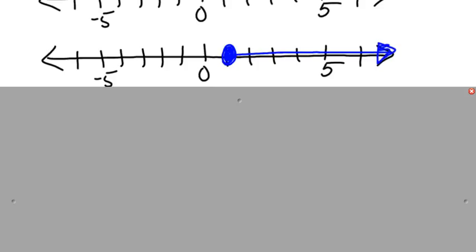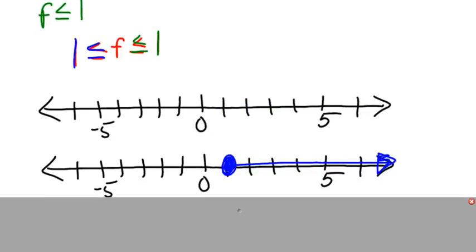The second rule that we have to graph is that f is less than or equal to 1. So again, we're starting here at 1, so that would be filled in because it's included with the equal to, and all the values less than 1 would be to the left of that.